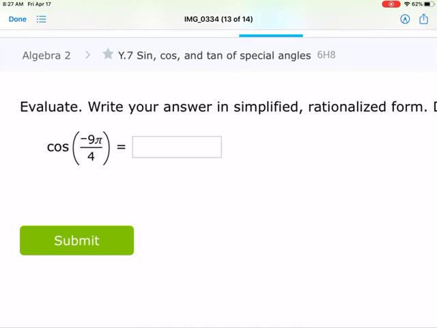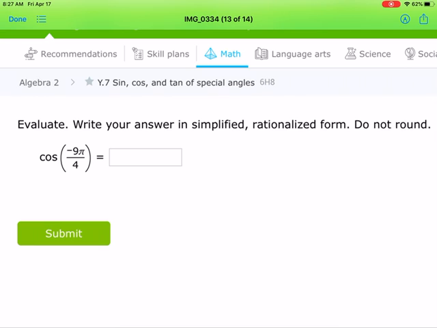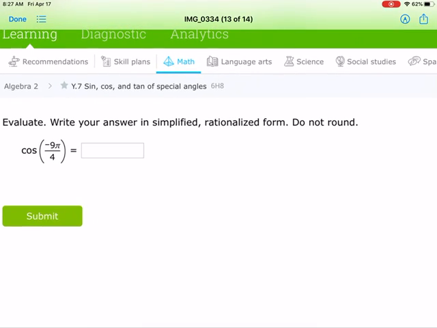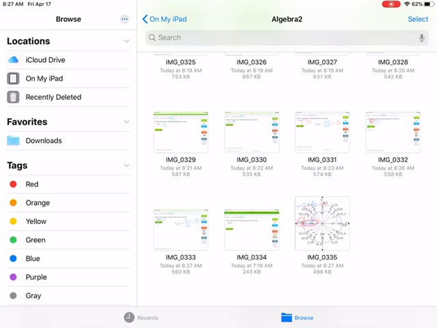Ooh, look at this one. Negative 9/4 pi, and it wants the cosine of it. Ugh, gross. This is going to be so hard. Oh my gosh. I don't know how to do this one. I don't get it, Mr. Stefan, I don't get it. Hold on. Just breathe. Breathe for a second. Negative 9/4 pi. Okay.